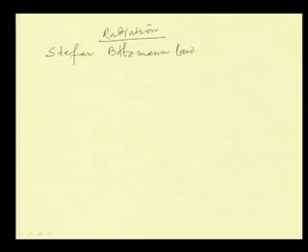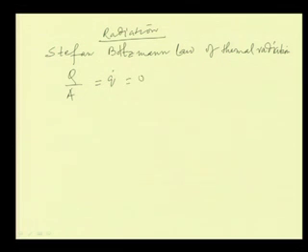The Stefan-Boltzmann law, which states the law of thermal radiation, states that Q by A, Q dot, is equal to sigma into T to the power 4. Sigma is called the Stefan-Boltzmann constant, and its value, we know, is 5.669 into 10 to the power minus 8.